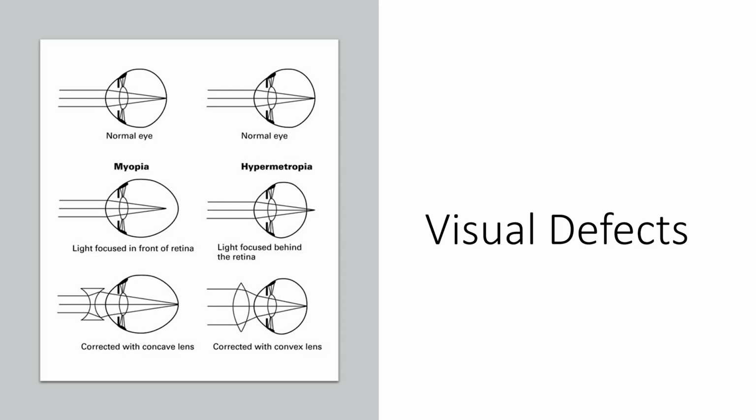Let's take a look at a couple of common visual defects. Hypermetropia is when light is focused behind the retina instead of on the retina. This causes farsightedness. We would correct for this with convex lenses, which increase refractive power and focus light closer. For glasses or contacts, this would be a positive diopter value. Myopia, or nearsightedness, is when the light converges ahead of the retina, and this can be corrected with concave lenses, which increase focal distance. This would be a negative diopter value for corrective lenses.